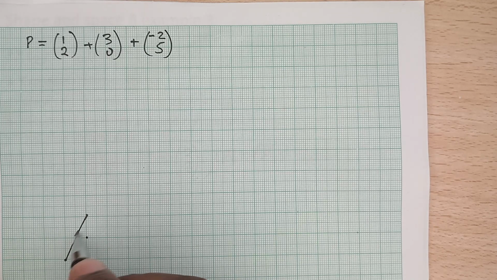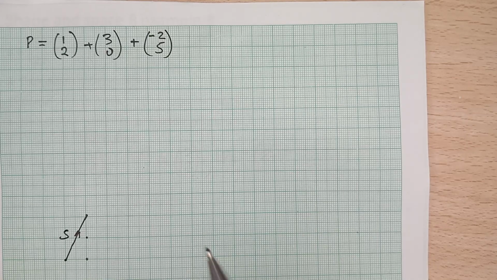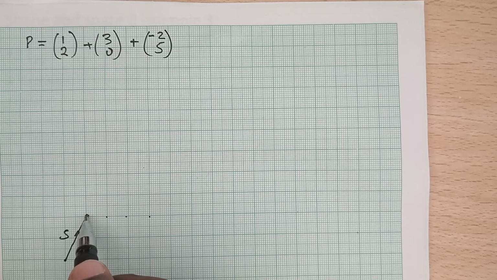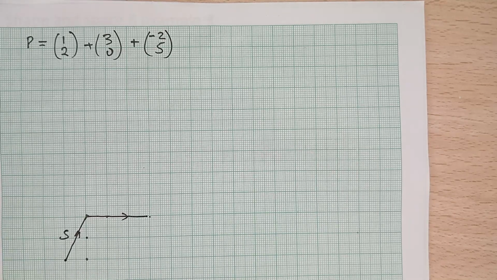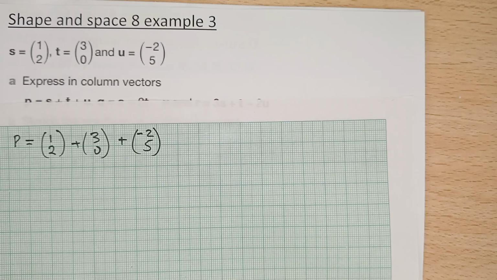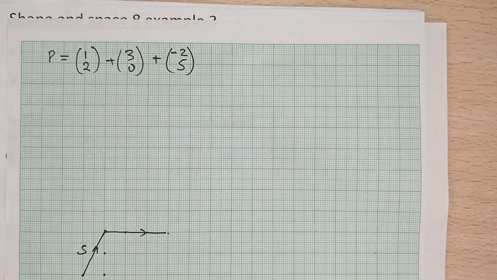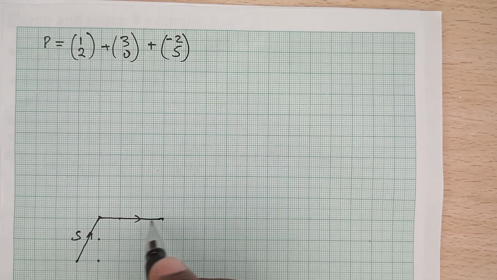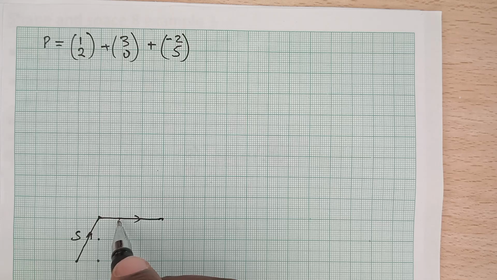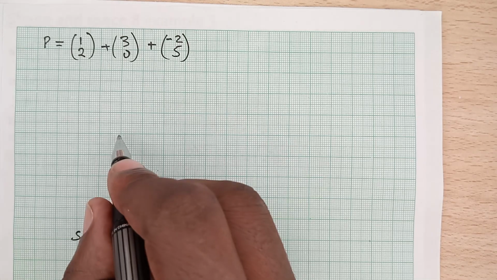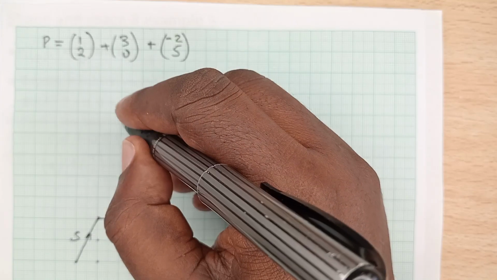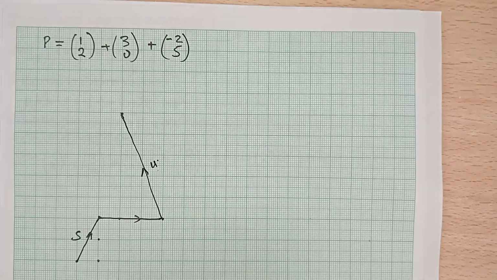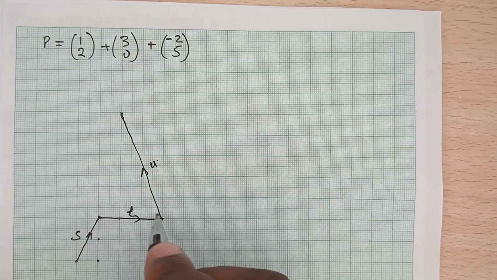This is vector S. And then from there, (3, 0), 1, 2, 3, 0. This is vector T. And U is (-2, 5). From here we go to the left 2, then up 1, 2, 3, 4, 5. This is the vector U.